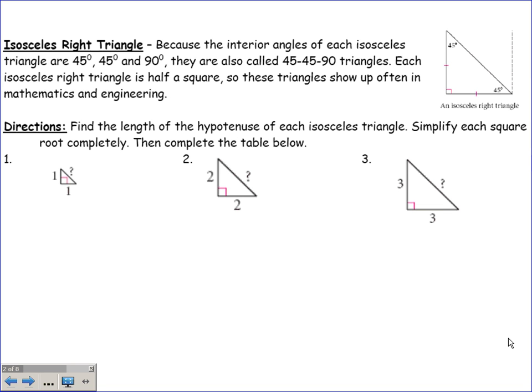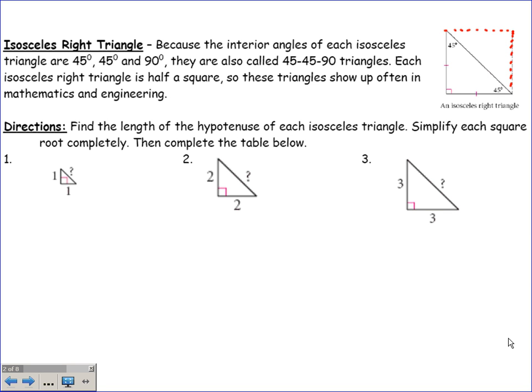Because the interior angles of an isosceles right triangle are 45, 45, and 90, they're called 45, 45, 90 triangles, okay? Each isosceles right triangle is half a square. On your picture, there's a little dotted line up here. I don't know where mine went. You don't have it yet, that's great, I'll pass it out to you. But you can see this, right? It's half of a square. These triangles show up often in mathematics and in engineering. I'm just trying to tell you they do happen often, okay?